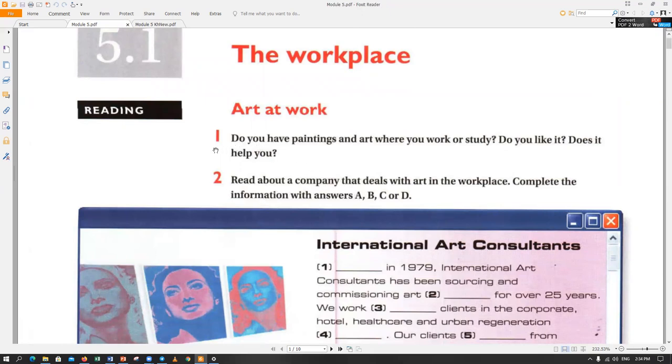In exercise 1, you need to discuss paintings. Do you have paintings and art where you work or study? Do you like it? Does it help you? Okay. And exercise 2, read about a company that deals with art in the workplace. Complete the information with the answer A, B, C, or D.